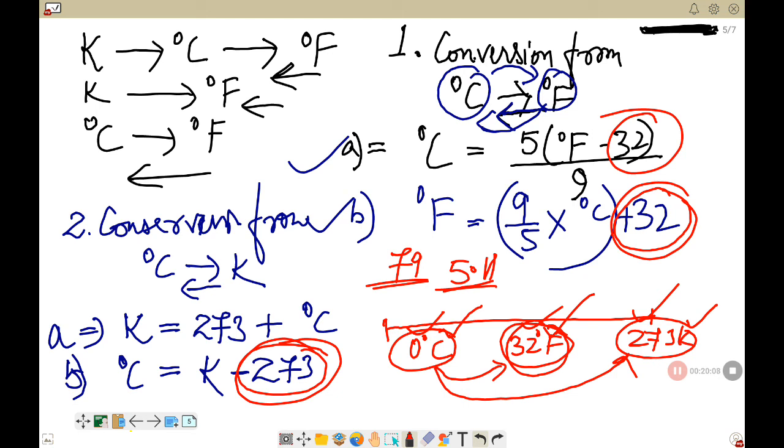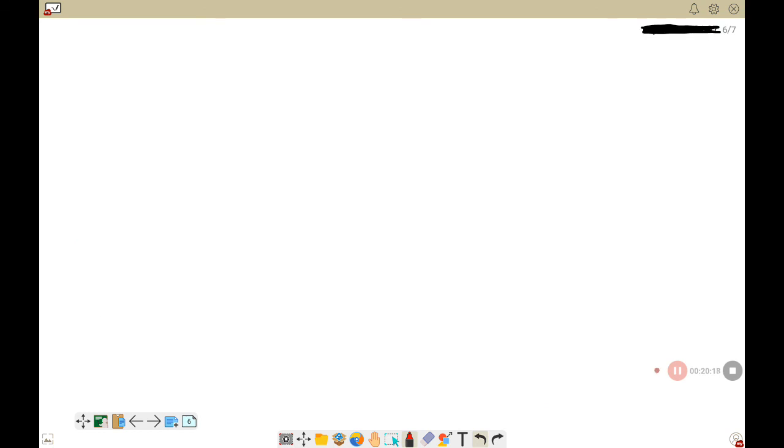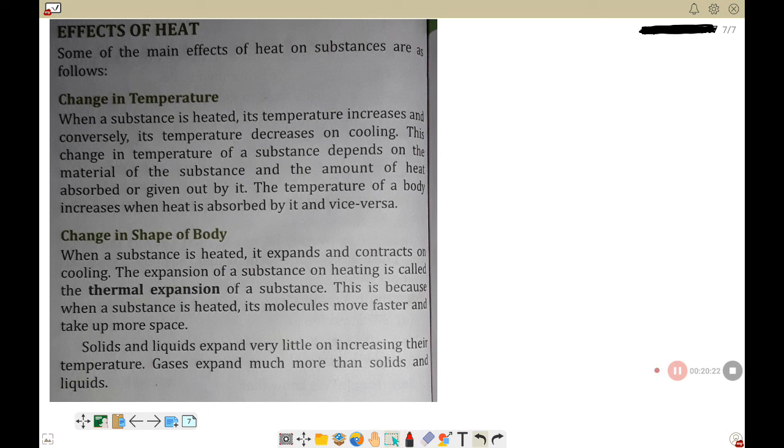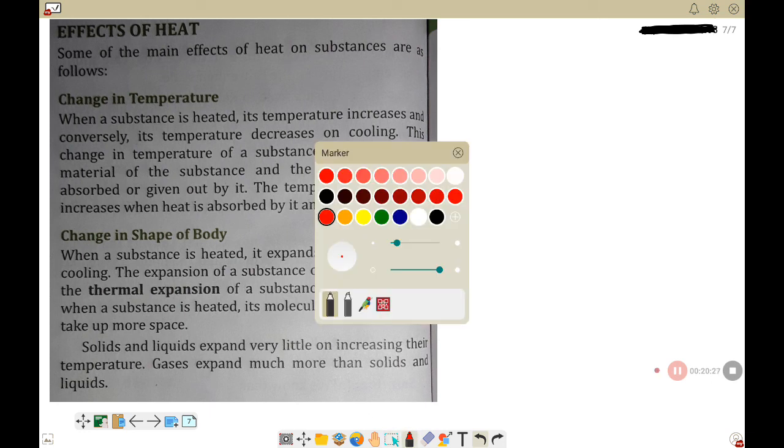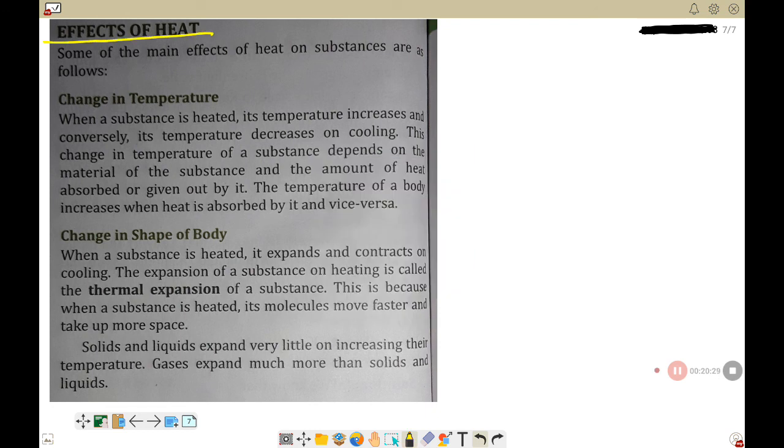Understand? So these are the formulas. We will do some numericals based on these formulas. Okay, for now we just copy the formulas. All right, now the last topic that we are discussing today is effects of heat. Some of the main effects of heat on a substance are as follows. Okay, change in temperature and the change in the shape of the body.